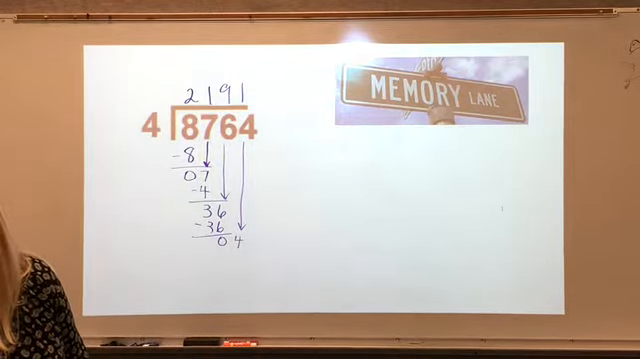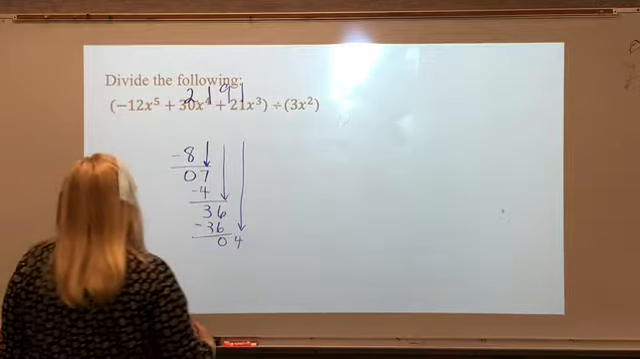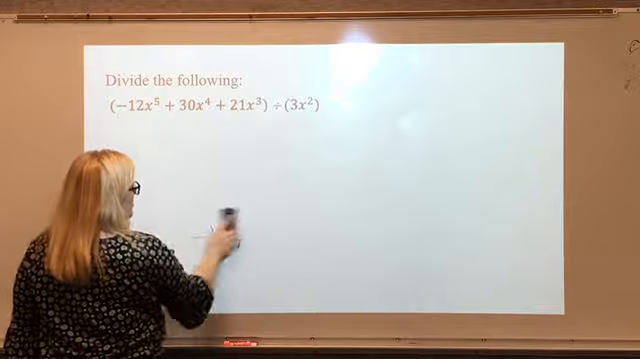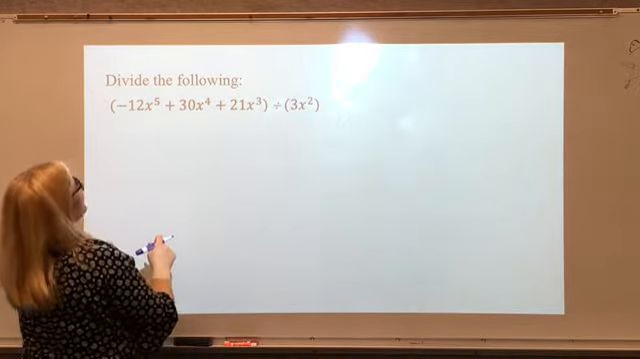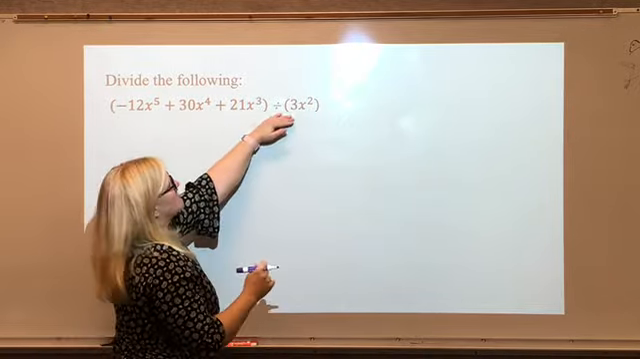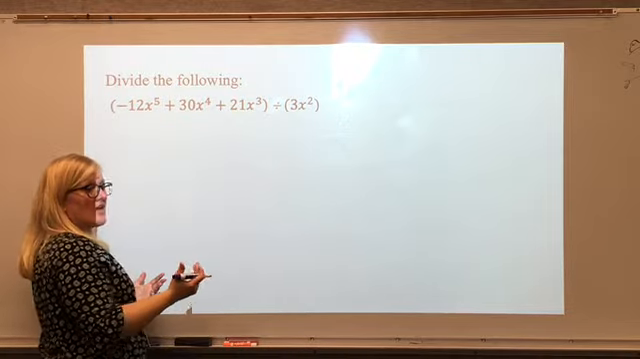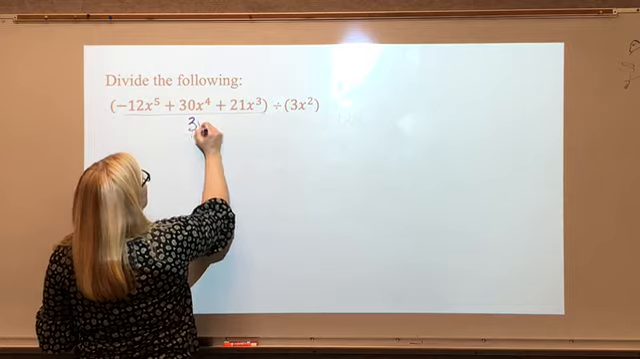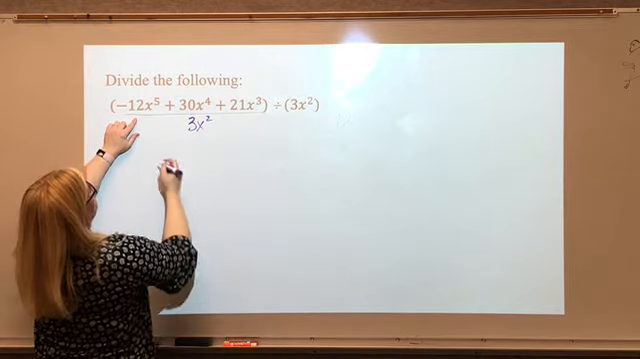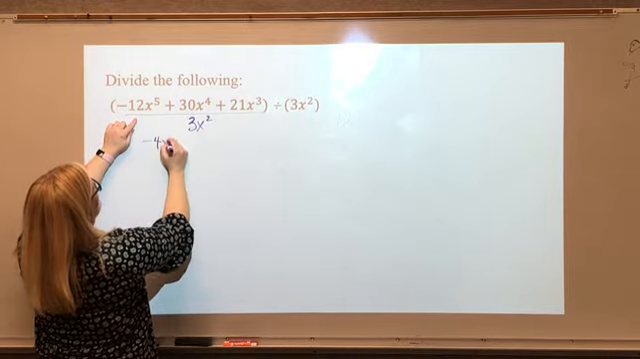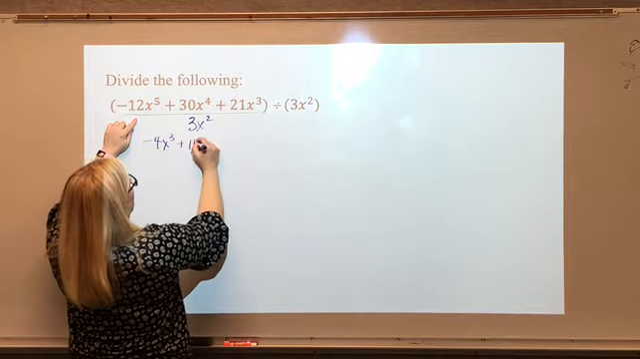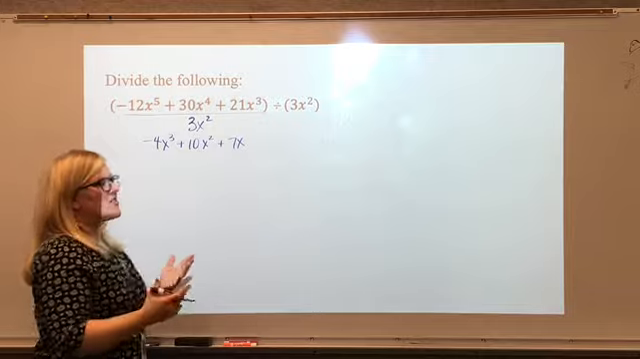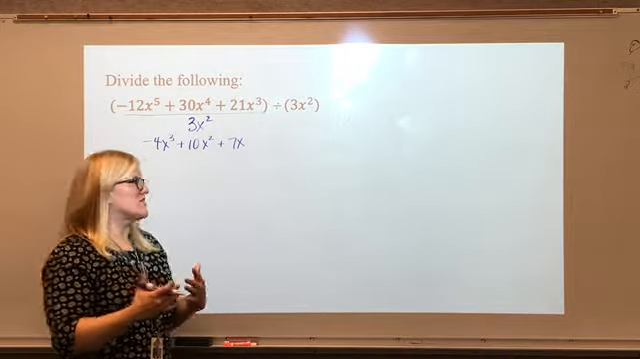Okay, so we're going to just start with some that are easier and just get continually more difficult. So let's look at this. We've got this polynomial, and we want to divide it by 3x squared. Now we can do that easy enough. We can just divide all of this by 3x squared, right? And so this would be negative 4x to the 3rd plus 10x squared plus 7x. That's pretty easy. But let's look at how we would do that using long division.